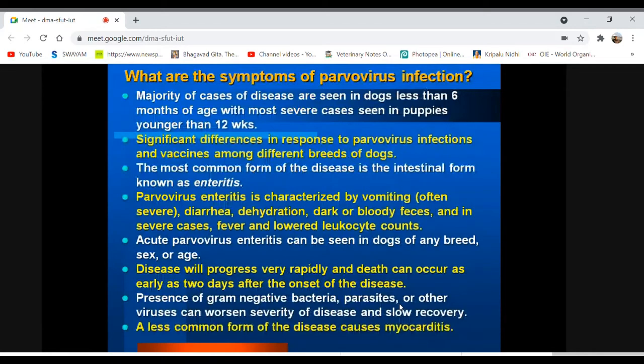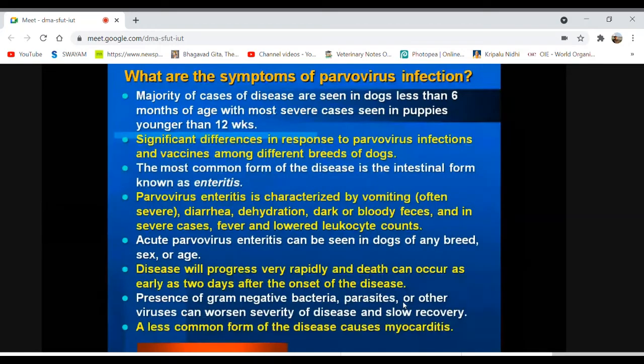And coming to the clinical signs and symptoms, a majority of this infection in dogs is observed mostly in those less than 6 months of age, but the most severe cases are in puppies younger than 12 weeks. That means 6 to 12 weeks. These are the most commonly observed clinical signs and symptoms.